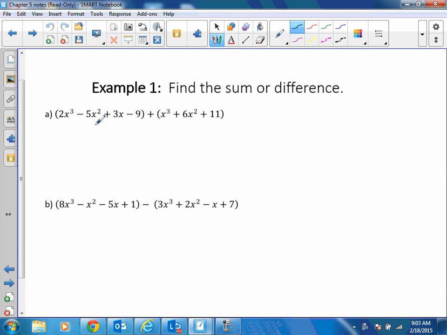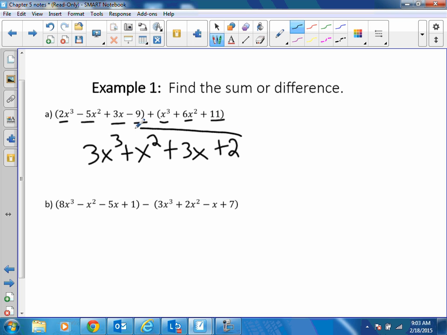So find the sum or difference. Sum is pretty easy. You just combine like terms. You can rewrite it with like terms, or you can just underline them. 2x cubed plus 1x cubed is 3x cubed. Negative 5x squared plus 6x squared is 1x squared. There's only one x term, so you can just write 3x. And negative 9 plus 11 is positive 2. And that would be the answer. Pretty easy when you add.